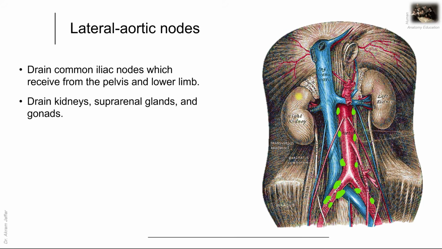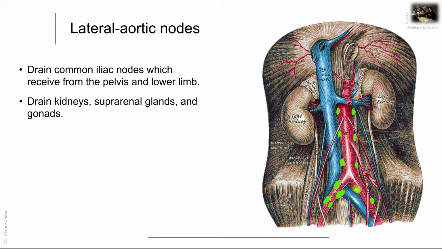So, as I mentioned, abdominal lymph nodes are either pre-aortic lymph nodes, which we have just discussed, or they are the lateral aortic nodes, also called the lumbar nodes or the para-aortic lymph nodes. These lateral aortic lymph nodes drain the iliac nodes, the nodes that are located along the common iliac arteries. And these iliac nodes receive from the pelvis, mainly through the internal iliac, or from the lower limb, mainly through the external iliac lymph nodes that accompany the internal iliac and external iliac vessels, respectively.